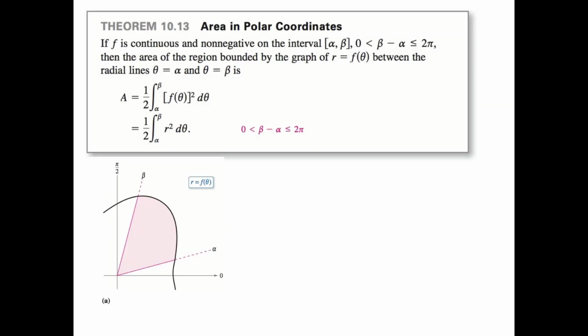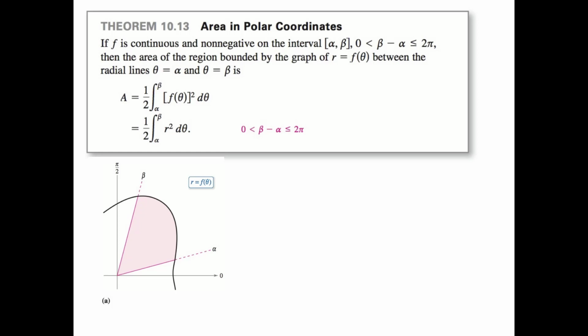So, theorem 10.13, area in polar coordinates. If f is continuous and non-negative on the interval from alpha to beta, where 0 is less than beta minus alpha, which is less than or equal to 2 pi, and all that's asking is that you don't form more than one complete revolution as you go from alpha to beta, then the area of the region bounded by the graph of r equals f of theta between the radial lines theta equals alpha and theta equals beta is the integral of 1/2 r squared d theta. And so there we go.